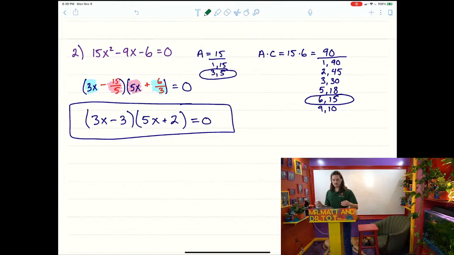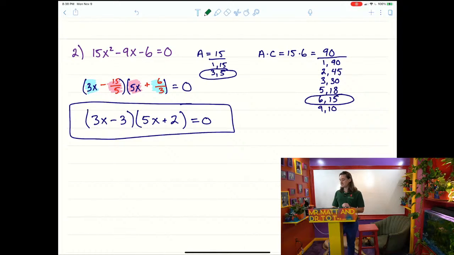Okay, so 15x squared minus 9x minus 6. If we're factoring here when a is not equal to 1, a here is equal to 15. So we need to consider the factors of a, which are 1 and 15, 3 and 5. And then we also need to consider the factors of a times c. 15 times 6 is 90.